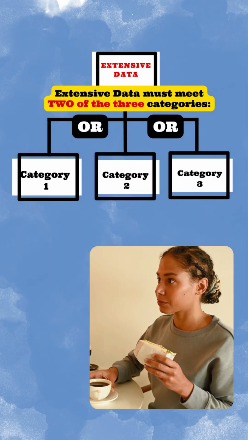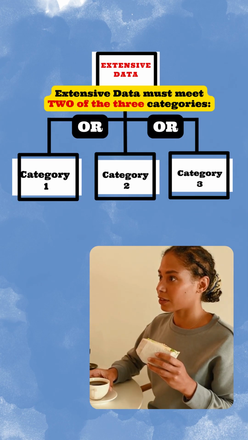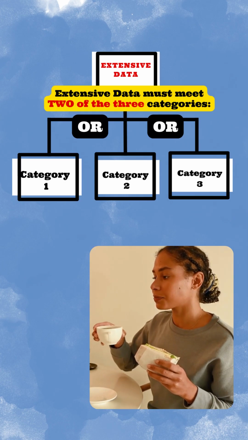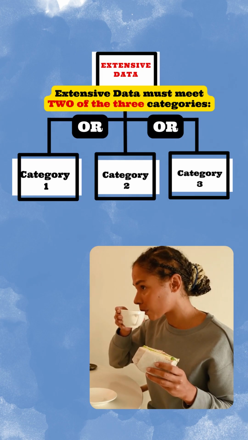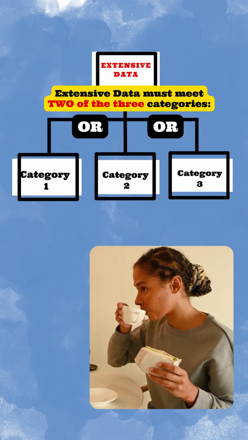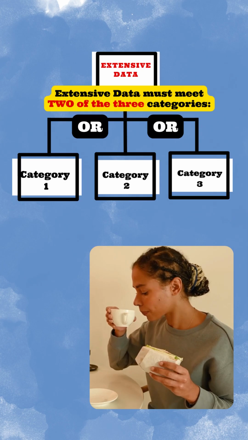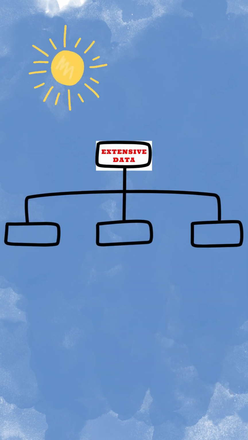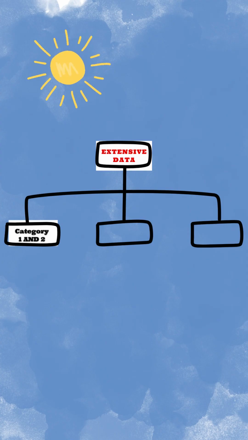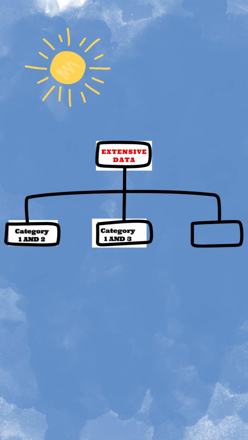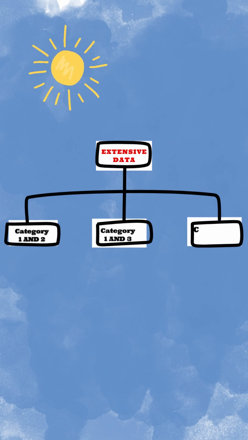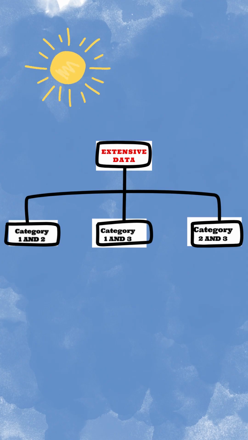Now, what about this high-level MDM? High-level MDM is an extensive amount of data. Extensive data is very similar to moderate level data and has the same categories. The difference is that extensive data must meet 2 of the 3 categories. This means that you can have a combination of Category 1 and Category 2, or you can have a combination of Category 1 and Category 3, or you can have a combination of Category 2 and Category 3.